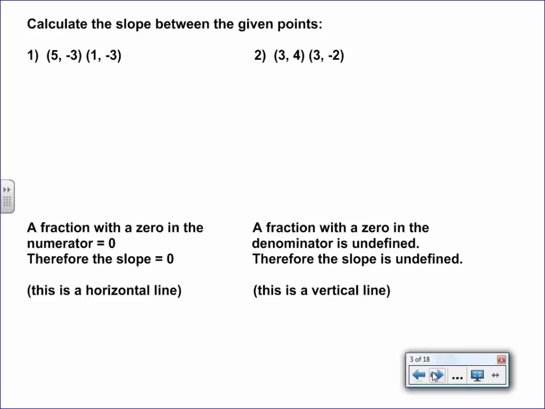Now, let's take a look at these with a slightly different sort of line. Let's see. We'll go ahead and calculate these. x1, y1, x2, y2. So on the top we have negative 3 minus negative 3. That's y2 minus y1 over 1 minus 5. Well, remember, minus negative means plus, so negative 3 plus 3 is 0 over negative 4. And anything that is 0 over something has a slope of 0.